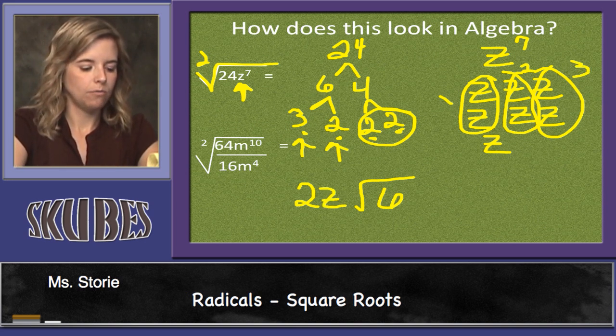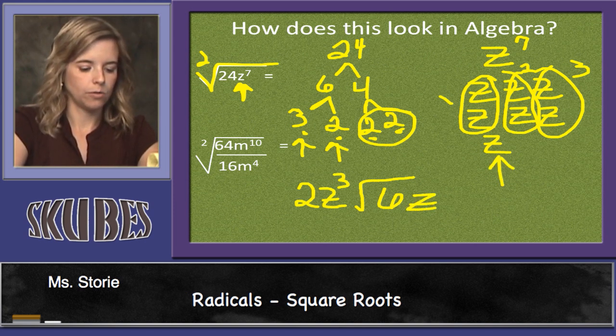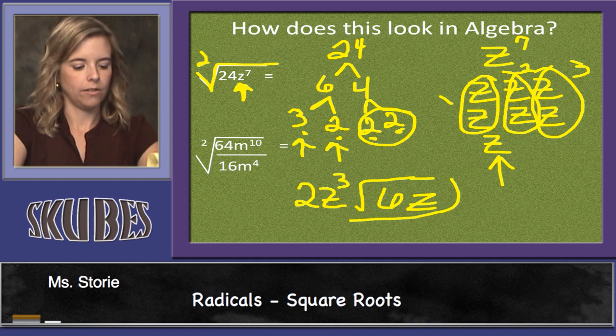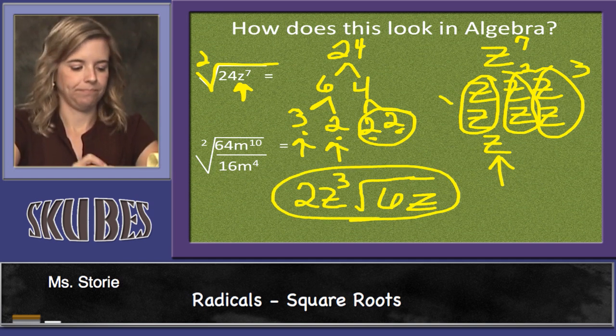However many pairs I have becomes my new exponent. And I have one lonely little z left over, so he goes back under the radical sign. And this would be the square root of radical 24z to the 7th.